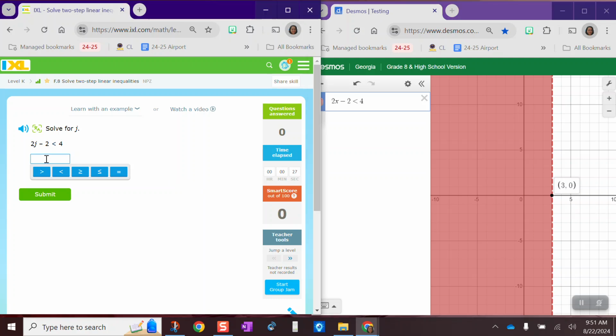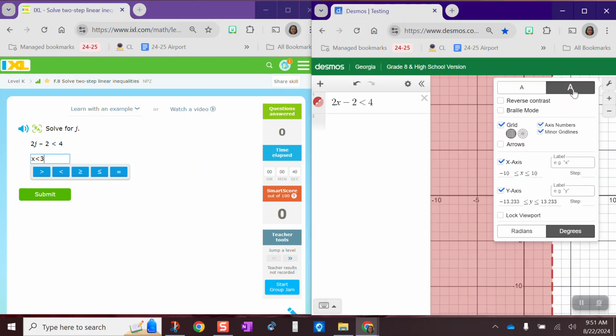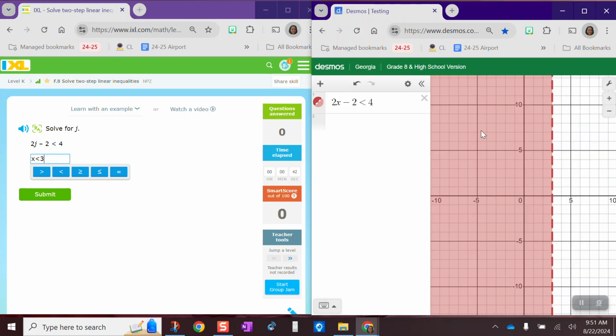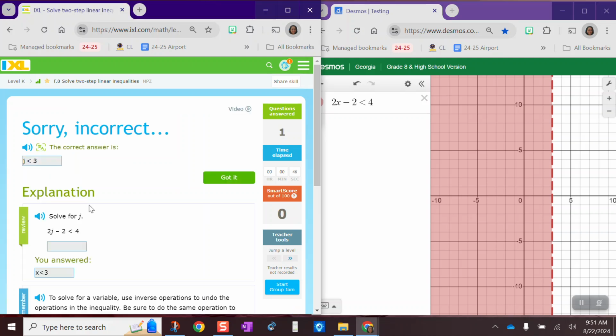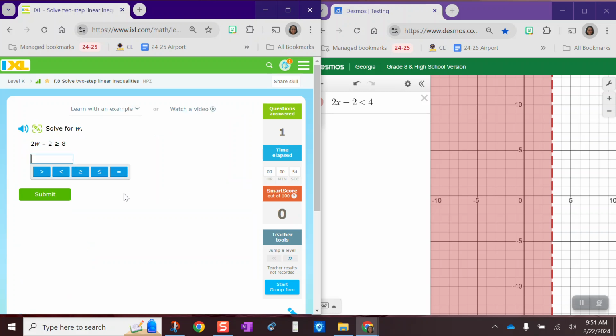All right, and you see how it's shaded in all the x's that are less than 3? So this is going to be x is less than 3, and it's a dashed line. Let me emphasize this in the video. It's a dashed line, so that's why there is no equal sign on my inequality. What? I put x instead of j. Okay, yes, we have to go back to the original variable. Okay, this is now personal.